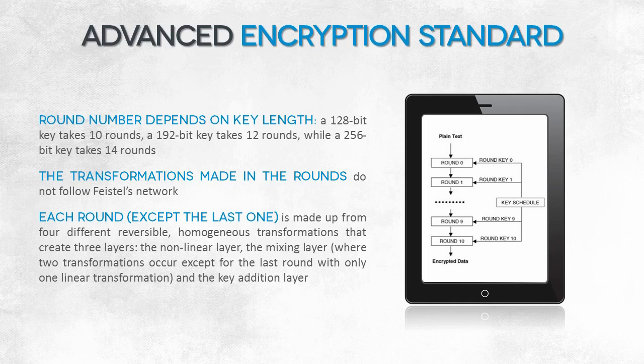The first is the nonlinear layer. The next is the mixing layer, and the third is the key addition layer. The nonlinear layer is the crucial stage. As you already know from the DES analysis, substitutions are made in this layer to hide relationships between the plaintext and the ciphertext.